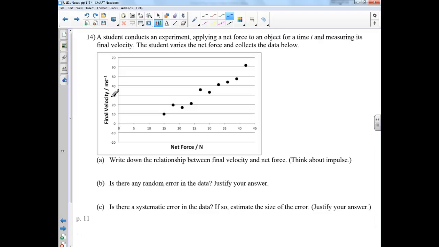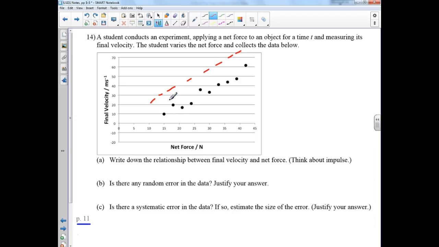Welcome to this video. We're going to solve number 14 from page 11 of your notes. So this is a problem on random and systematic error, and this is a little bit different from some of the other graphs you're going to see. How is this different? Well, the other graphs contain a dotted line showing you where the data should be. So it's easy to draw a conclusion about random and systematic error.